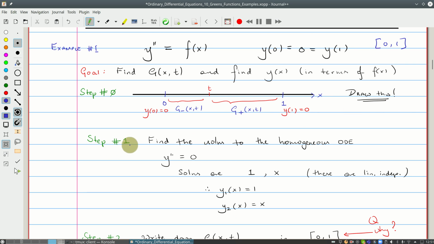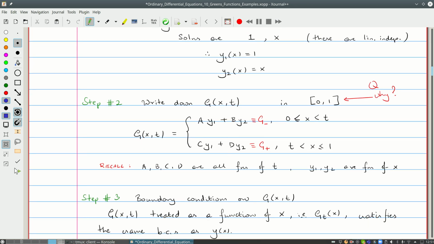So step 1 is to find the solutions of the homogeneous differential equation. The homogeneous equation is the one where the source function is 0, so we have just a simple equation, y double prime is equal to 0. Solutions are 1 and x, they are linearly independent. So y1 of x is 1 and y2 of x is x.